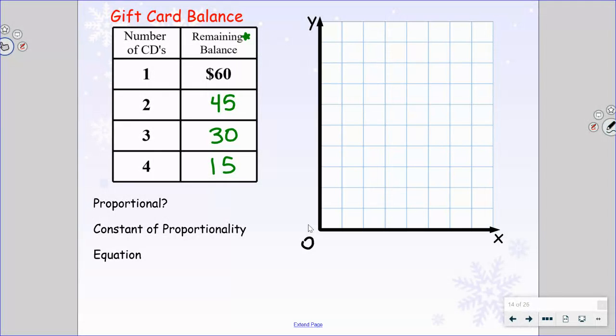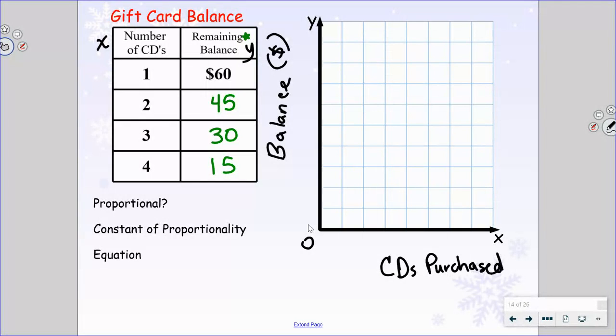Now, in this case, the balance depends upon how many CDs she's purchasing. So the balance, which I should have written on the table, is measured in dollars, depends upon the number of CDs purchased. Sooner or later, we'll get kind of funky with the CDs purchased, but let's go with the horizontal axis, the horizontal scale, but let's stick to ones.